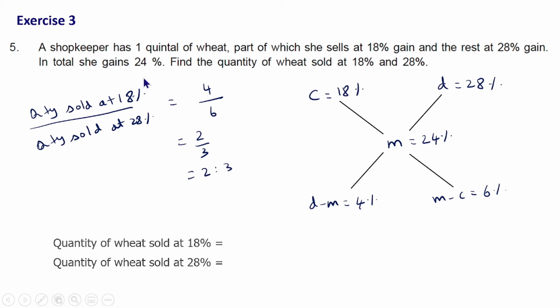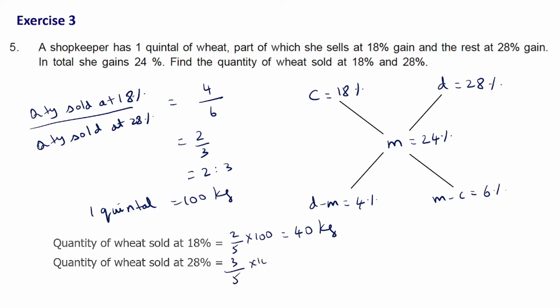The shopkeeper has 1 quintal of wheat. So 1 quintal is equal to 100 kg. So the quantity of wheat sold at 18% will be 2 by 2 plus 3, 2 by 5 into 100. So this is equal to 40 kg. And the remaining wheat is sold at 28%. The remaining wheat will be 60 kg, or even if we substitute from the ratio, it is 3 by 5 into 100. So it is 60 kg.